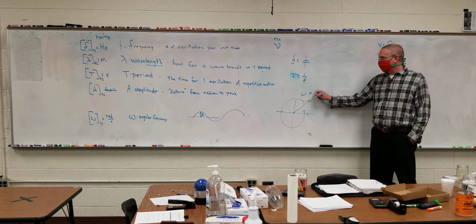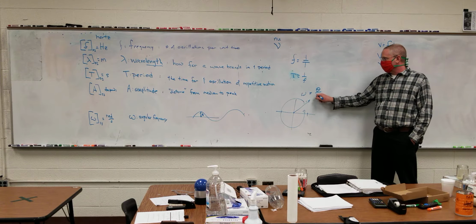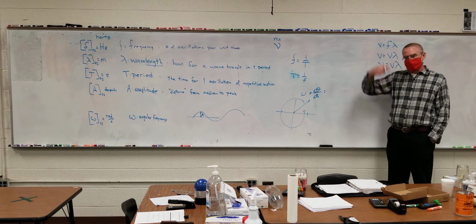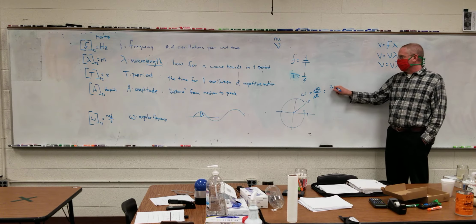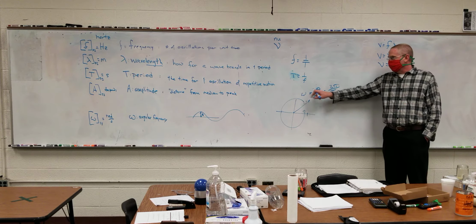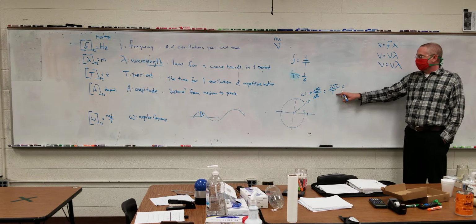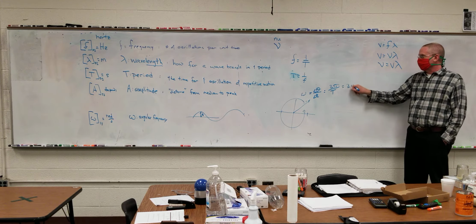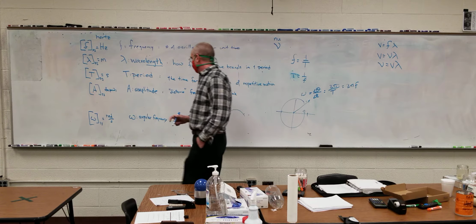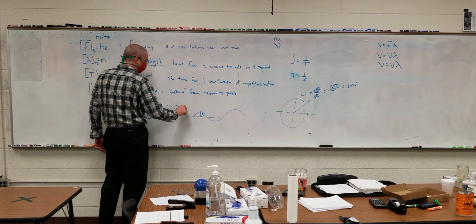So the angular speed is the angle divided by the time. If it's going around once, the angle is 2 pi, and the time is the period. So the angular frequency is just 2 pi divided by the period. And since 1 over the period is the frequency, this is just 2 pi times the frequency. So we have another relationship here: omega is equal to 2 pi times the frequency.